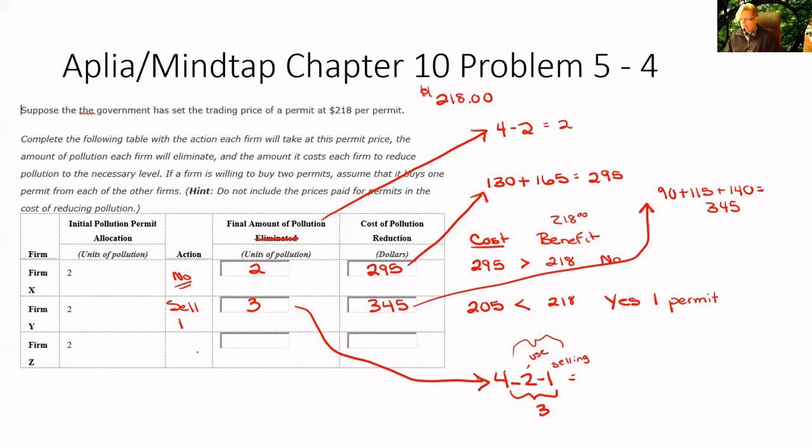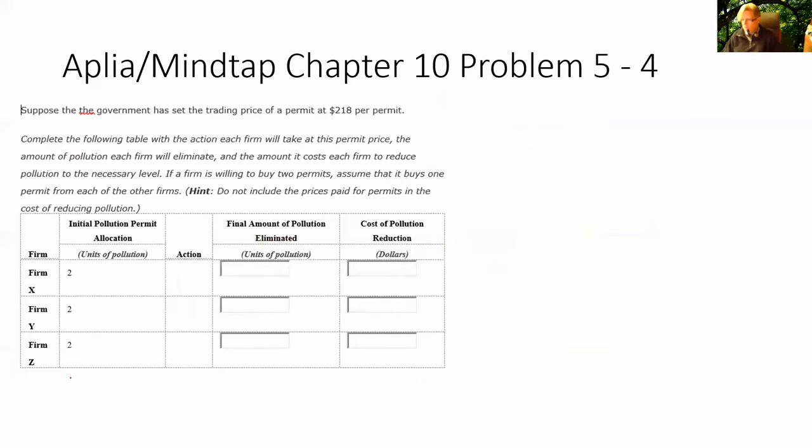Firm Z, we know, has the highest cost of pollution. And when we look at firm Z, we're going to say, okay, let's get their cost benefit. I'm going to erase some of this because it might get confusing. So let me go ahead and erase for everybody but Z. Maybe I'll just write those in there again. Okay, so the action here is no action.